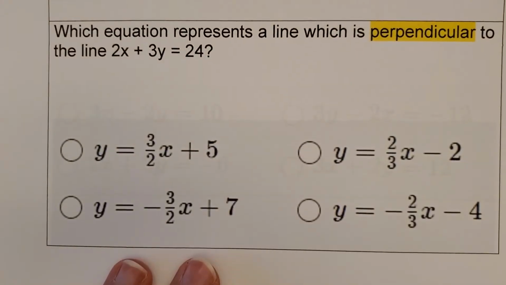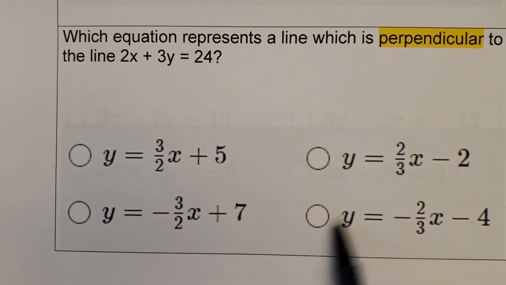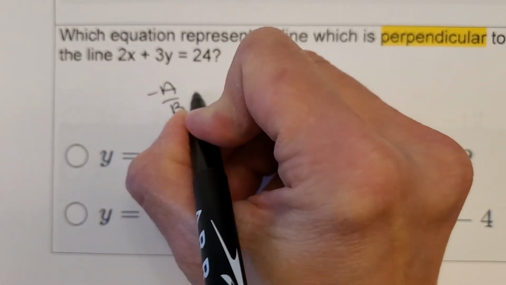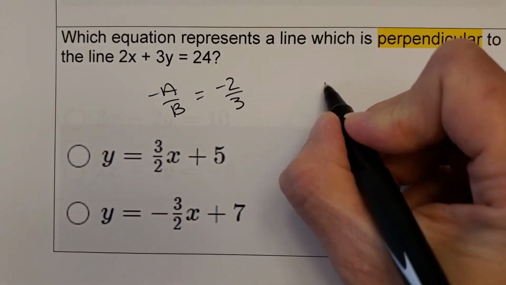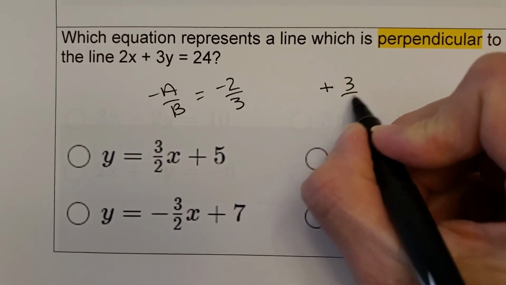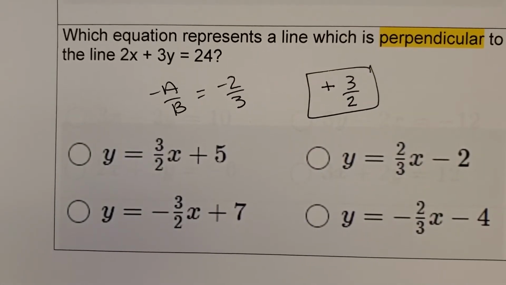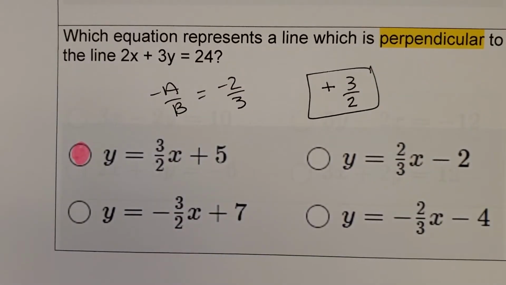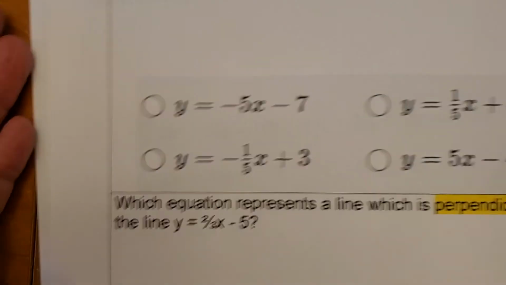Okay. Next one says, I want a line that's perpendicular. Which of these equations are perpendicular to this one? So again, I'm going to use my -a over b, and I'm going to get -2 over 3. So if I want it to be perpendicular, I change the sign, and I flip it over, and this is the slope I'm looking for. So which one has a slope of 3/2? This one. So that's the one that's perpendicular to that line. Okay. Let's try a few more.